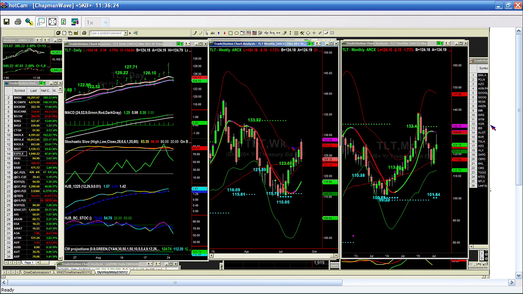So the upside is it has a little bit more potential to move higher in the weekly chart, but it's got to overcome that whole 126, 127's area on a closing basis.